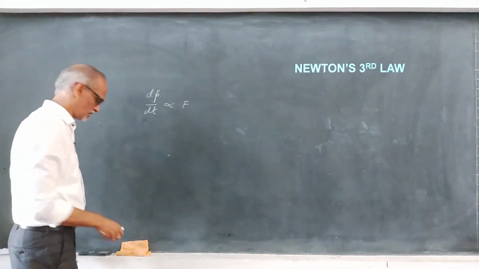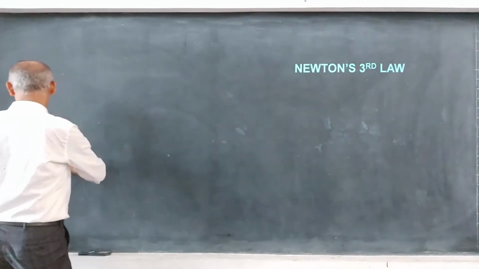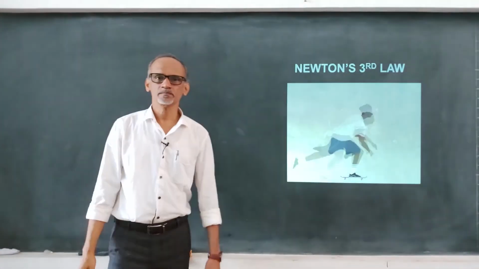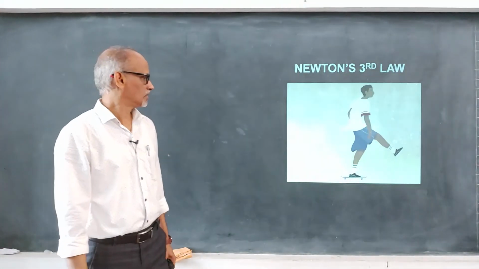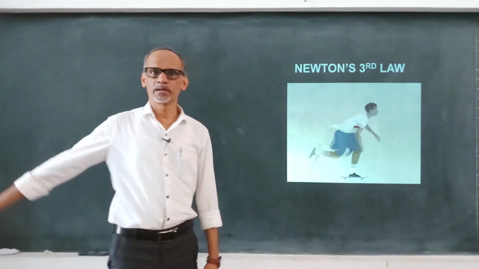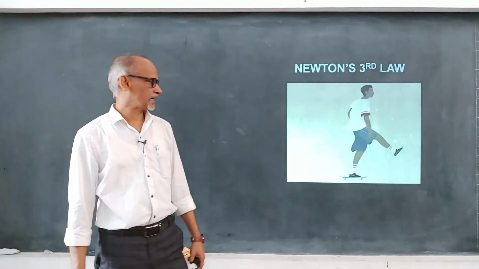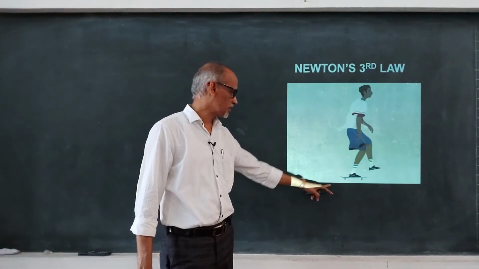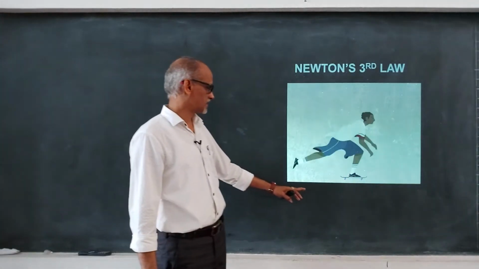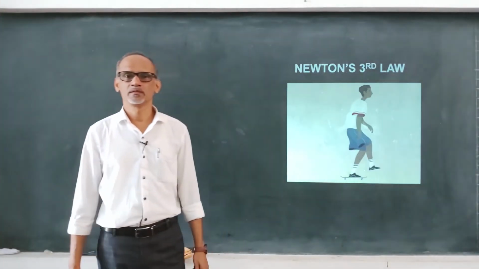And Newton's third law: for every action there is an equal and opposite reaction. In this you can see a skateboard, where he pushes the ground in the backward direction so that he can move in the forward direction. So the action is pushing the ground in the backward direction. The reaction is the force exerted by the ground on him, that's why he moves forward.